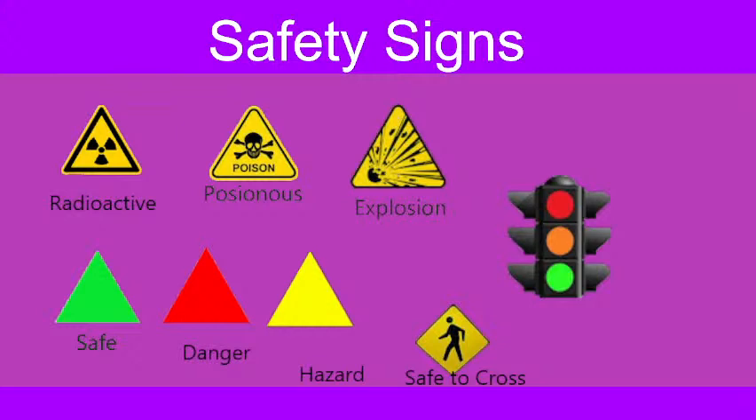For explosion, if you see a ball and you see a lot of smoke lines, that means it's explosive. Now, if you see a green sign, that means it's safe. If you see a red sign, that means danger. If you see a yellow sign, that means hazardous, such as a traffic light. Green means go, red means stop, and yellow means to slow down.